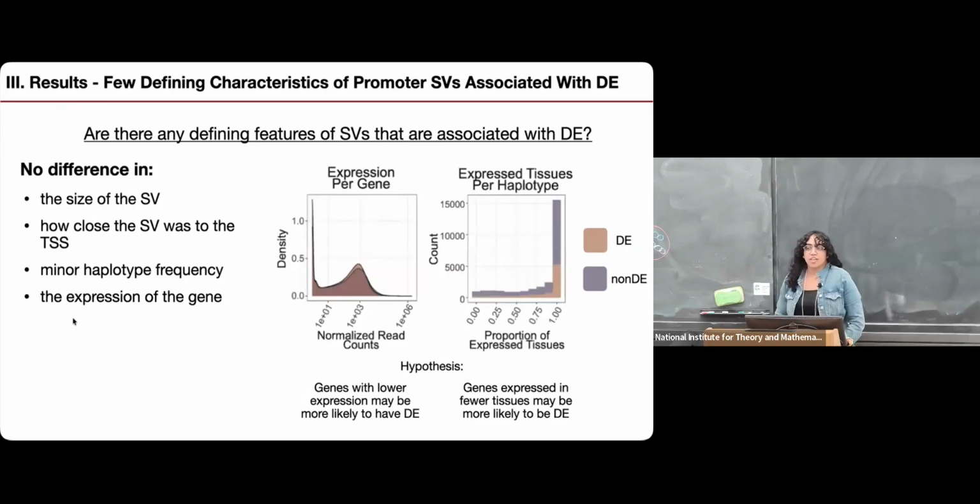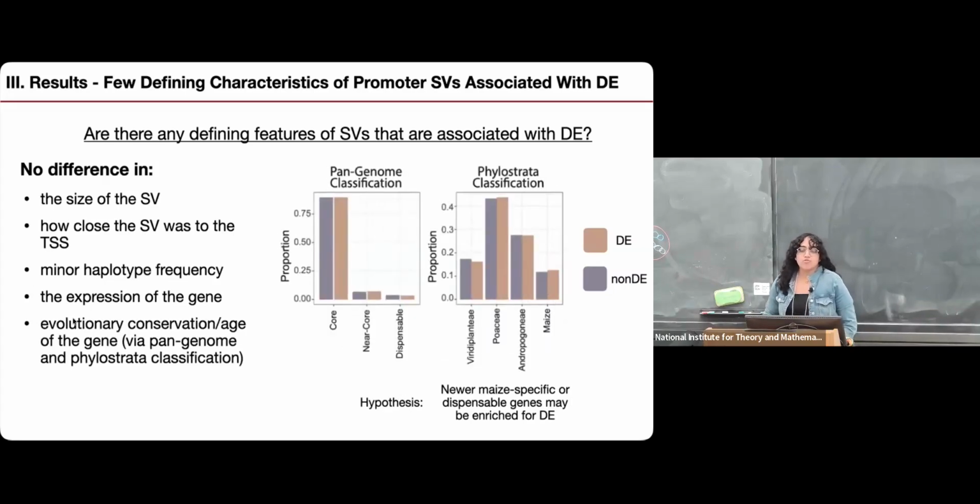We then shifted to looking at the genes themselves. We hypothesized that perhaps genes with lower expression or those that were expressed in fewer tissues might be more likely to exhibit differential expression. Once again, no difference between SVs that are associated with genes that had DE and genes that did not have DE.